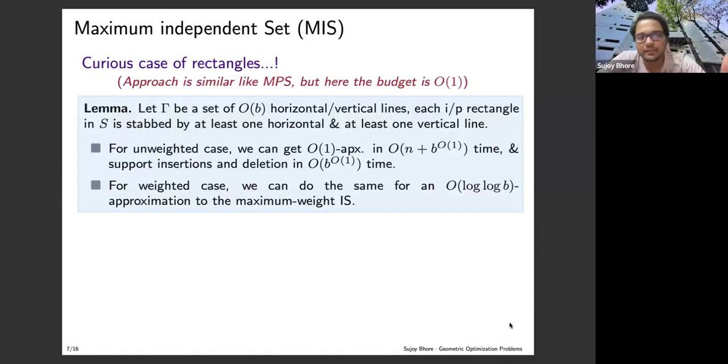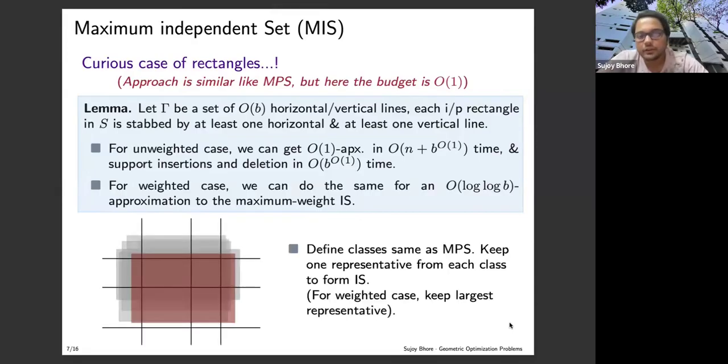Let's say that we have a set of order B horizontal or vertical lines, and each input rectangle is stabbed by at least one horizontal or one vertical line. For the unweighted case, we can get a constant factor in (n plus B) to the order 1 time. It also supports insertion and deletion in B to the order 1 time. For the weighted case, we can do the same, but now with a log B approximation to the maximum weight independent set.